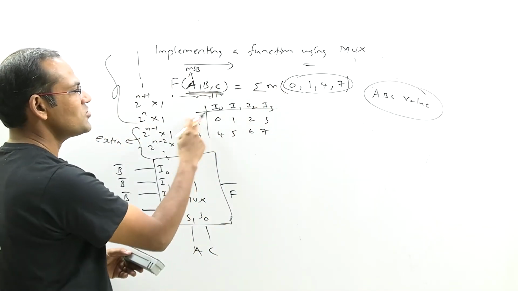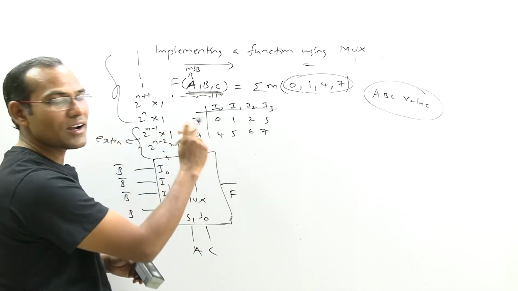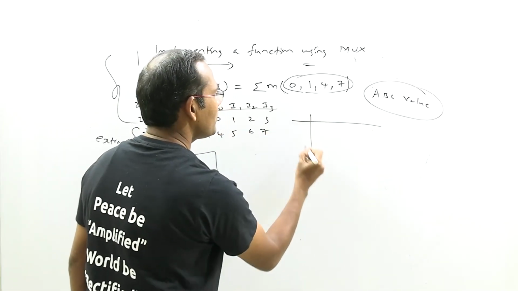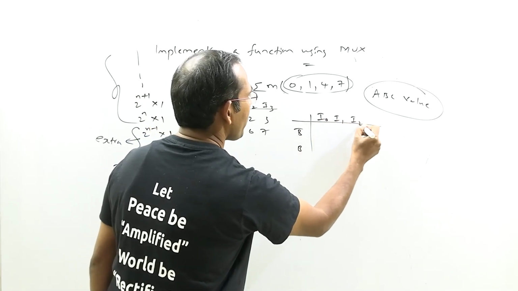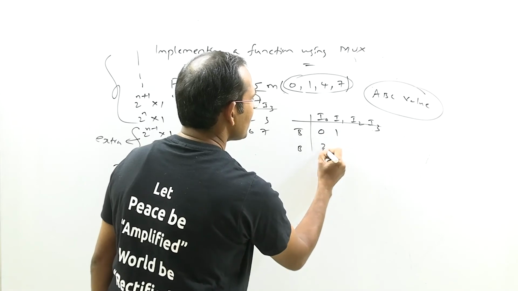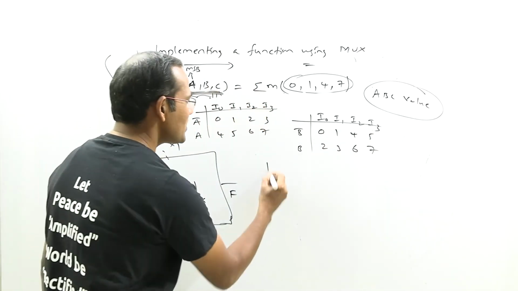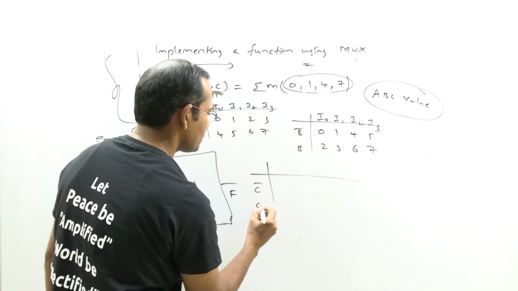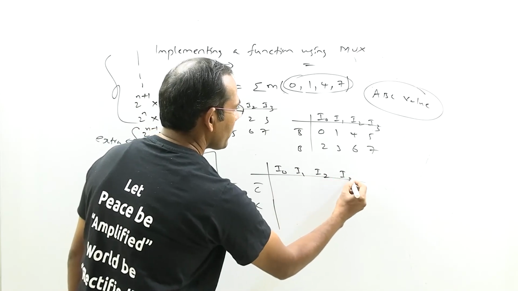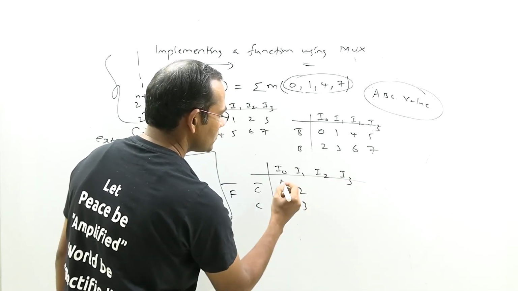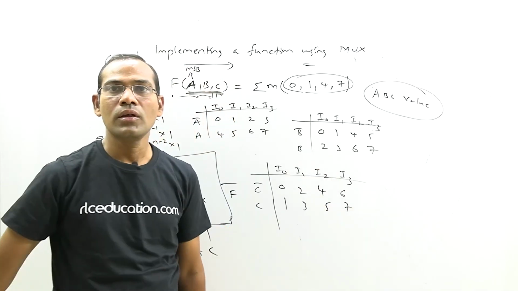When A is used as input, this is the order. When B is used as input, the order is like this. If C is used as input, the order will be in this manner. 0 1 2 3 4 5 6 7, like this.